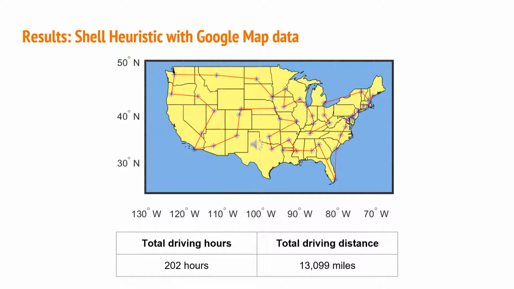For our first approach, we employed the shell heuristic using the Google Map data, which yielded a total driving time of 202.01 hours and a total driving distance of 13,099 miles. Notably, in the Louisiana region, it was found that there was some crossing in the tour, which generally can be understood to be an inefficiency in the route.